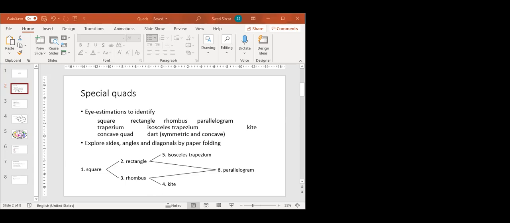Diagonal bisect at 90° for others. Well, in a rectangle, diagonals don't bisect at right angle. They bisect, but not at right angle. I'm saying symmetry. I'm giving you a hint.